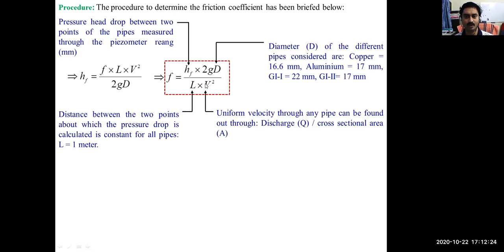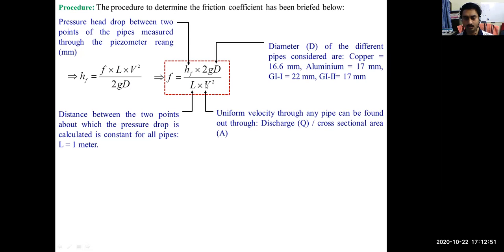So this is all about the procedure. The whole purpose of the experiment is to calculate 2 things. You have to calculate what? The HF, that is the loss of pressure head, which will come from the piezometric heads or the piezometric readings. And the second thing is the velocity. For velocity, you just need to calculate the discharge, because the cross-sectional area is known to you.